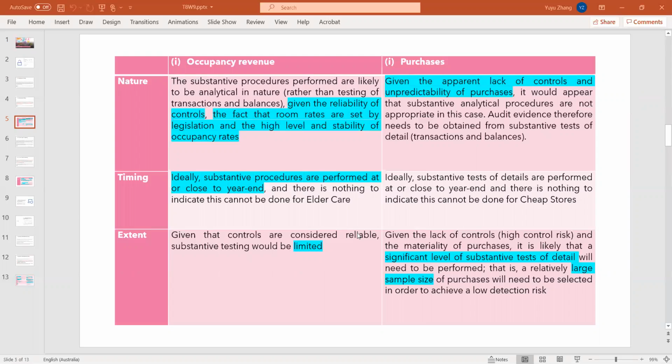What about timing? Ideally, substantive procedures are performed at or close to the year end. There's nothing to indicate this couldn't be done in this audit case. Therefore, we also suggest the predominant substantive procedures will be performed at or close to the year end.